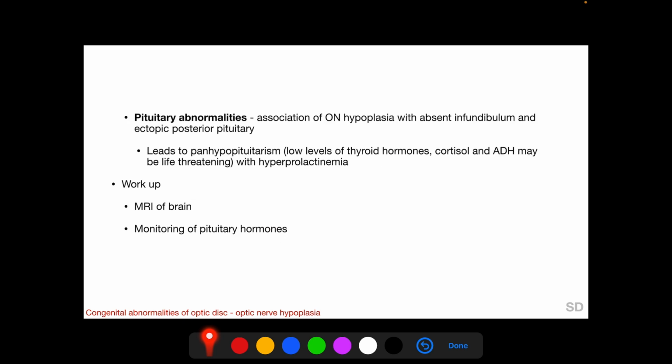Pituitary abnormalities can be associated with optic nerve hypoplasia, in which case we find that the infundibulum, the connection between the hypothalamus and the pituitary, is absent, and the posterior pituitary is ectopic. This leads to panhypopituitarism with low levels of thyroid hormones, cortisol, and ADH, and this panhypopituitarism may be life-threatening. Hyperprolactinemia may also be there. So in optic nerve hypoplasia, we have to do an MRI of the brain, and also we should monitor the pituitary hormones.